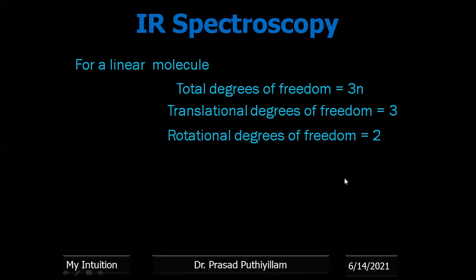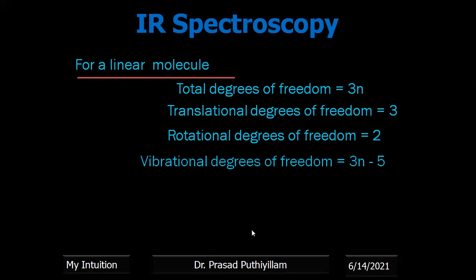Therefore for a linear molecule, the vibrational degree of freedom is 3n minus 5. That is 3n minus 3 minus 2, that is 3n minus 5. Therefore we can say it is 3n minus 5.